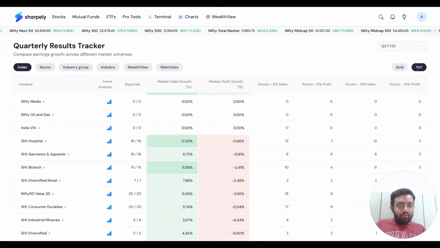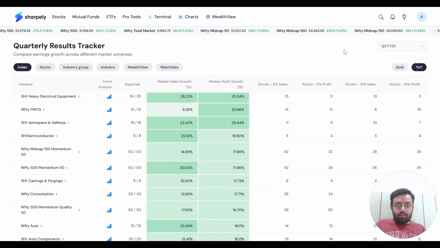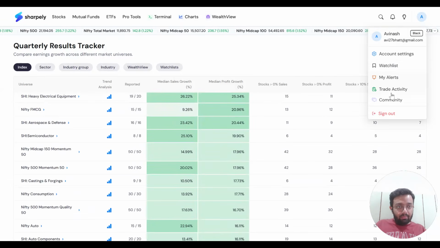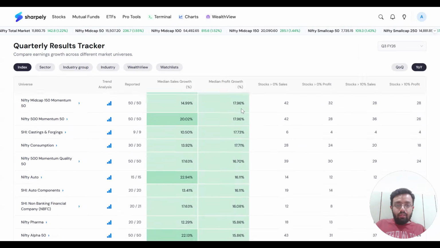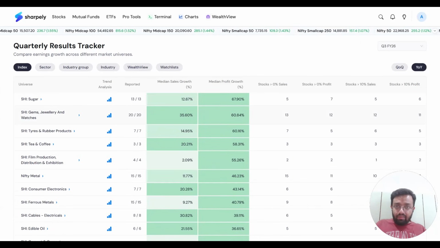If you have any questions regarding how to use this, you can raise them in the Sharply community. Just go to your profile section and then community, and you will be able to ask all your doubts as well. But it's a very intuitive and powerful tool. I request you to use it effectively during Q4 FY26 result season analysis.